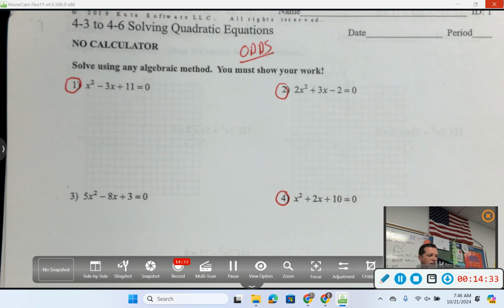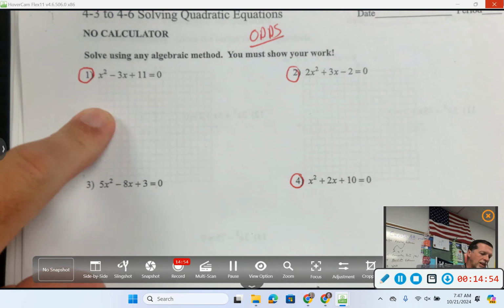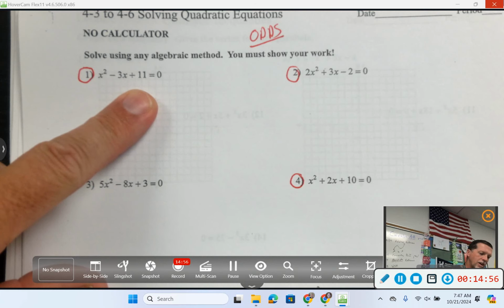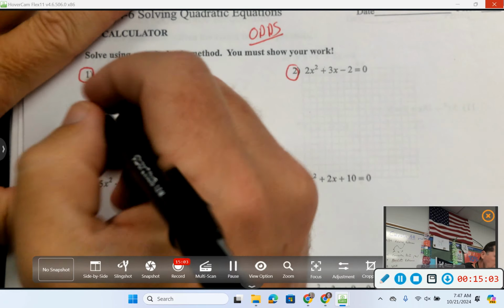Well, number 6 has the same issue as number 1, so I'm circling number 1. a is 1, so I'm thinking factoring. But I'm trying to think of numbers that multiply to 11 and add to 3. No. So b is not equal to 0; I can't use the square root method. I don't think of any factors that work. So quadratic formula or complete the square. Yeah, quadratic formula, that's fine.